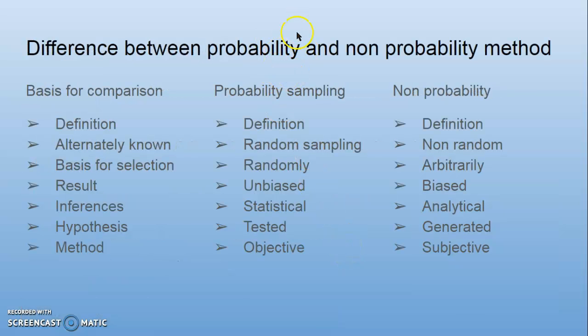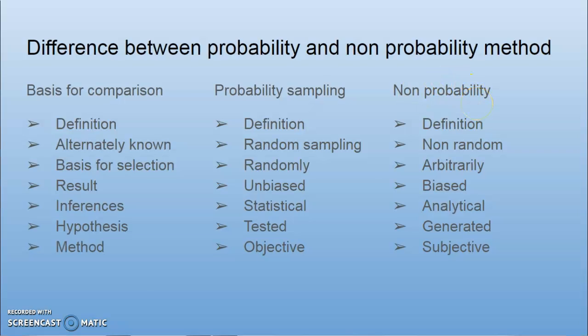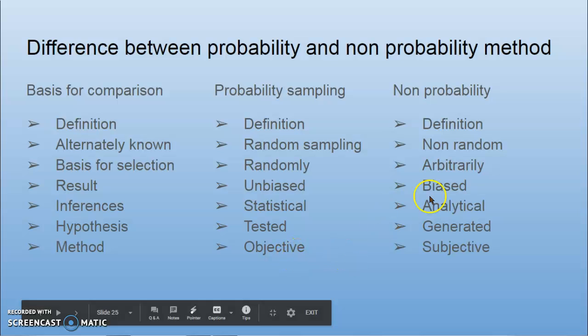What is the difference between probability and non-probability methods? The definition, you can write it. Probability sampling is alternatively known as random sampling, and non-probability is non-random sampling. Basis of selection is the random method in probability and the arbitrary method here. The results are unbiased in probability and biased in non-probability. Inferences are statistical in probability and analytical in non-probability. Hypothesis is tested in the probability method and it is generated in the non-probability method. The methods are objective, whereas the non-probability method is subjective.